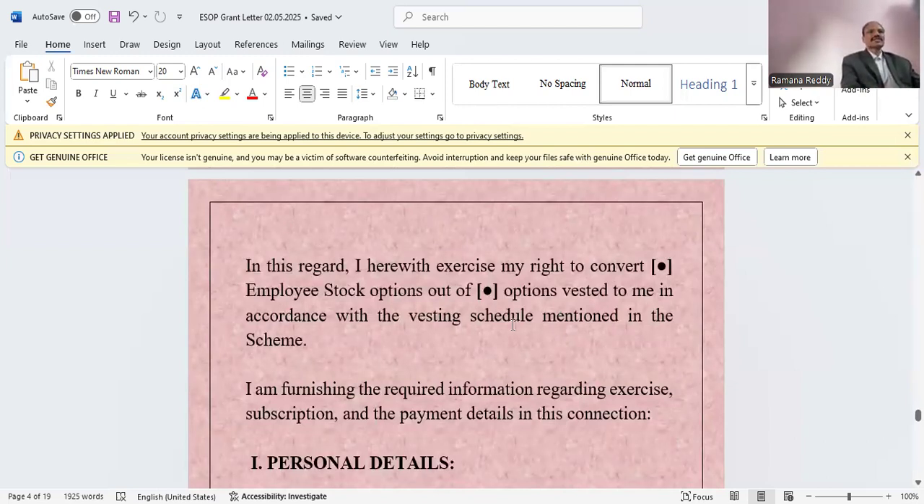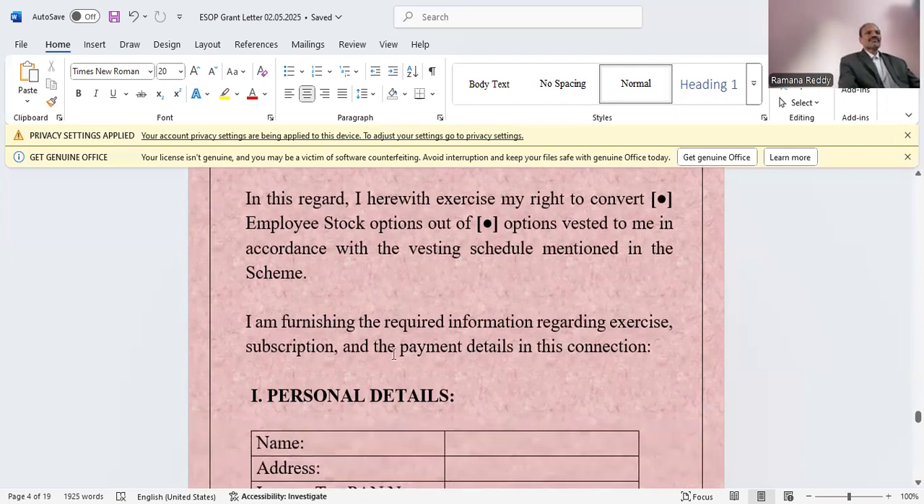So he will fill in the details: vested to me in accordance with the vesting schedule mentioned in the scheme. Because all options will not vest at a time. As I told you, as per the grant letter, it is 4 years, depending on how the nomination and remuneration committee will fix. So I am furnishing the required information regarding the exercise, subscription, and payment details.